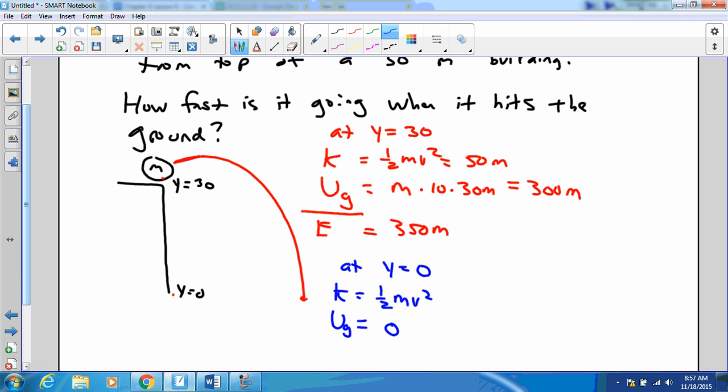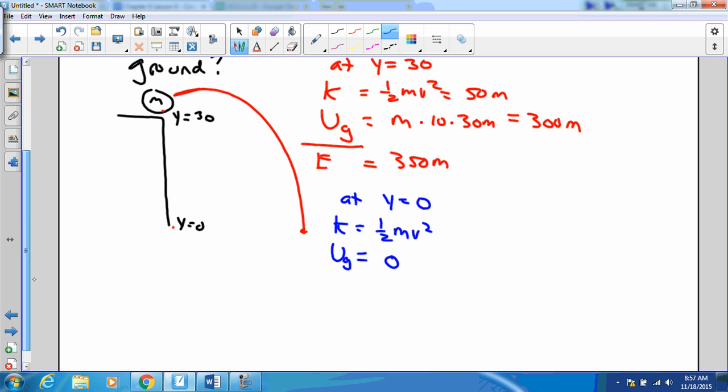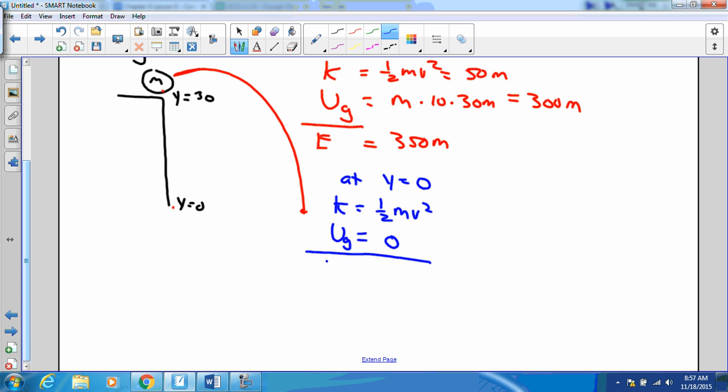If you chose your 0 point up here, by the way, then this term would be 0, this term would be negative 300m, but in the end, you would get the same answer. So you can choose your 0 point wherever is easiest for you. So that the total mechanical energy here is 1/2 mv squared plus nothing.